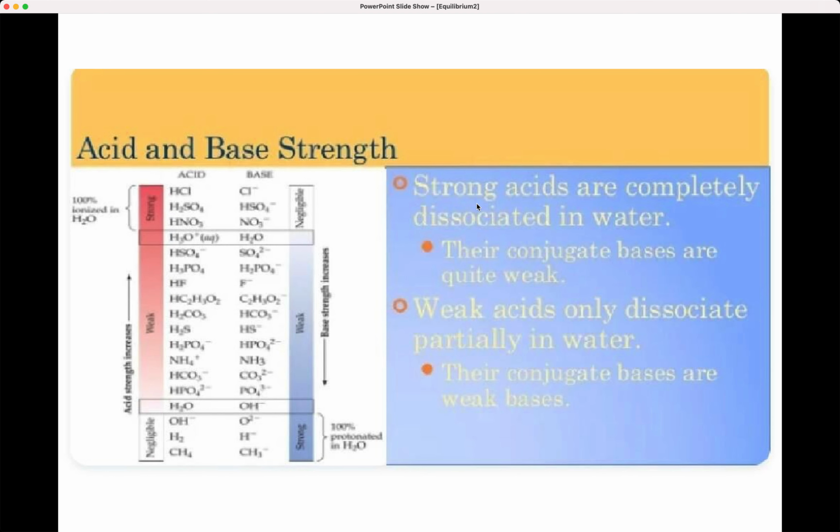Acid and base strength. A strong acid can completely dissociate in water. Their conjugate bases are very weak. Weak acids only dissociate partially in water, and their conjugate bases are weak bases. So you can see here the strength and weakness are negligible. Go through this chart, all of you.